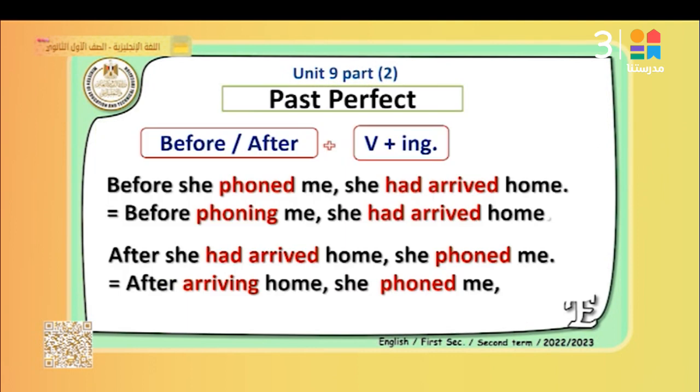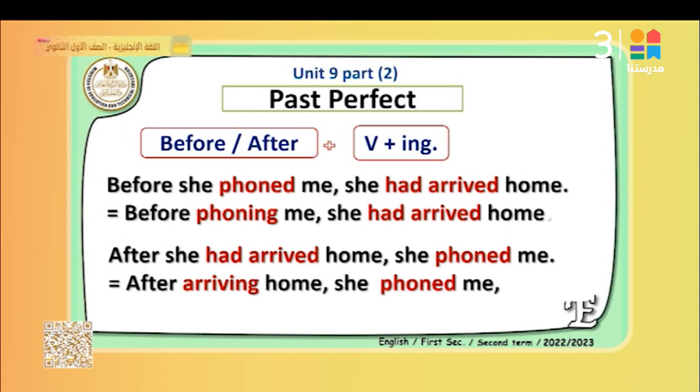If we find after the word before or the word after, there is no subject, we use the gerund or the verb ing. For example, here we say before she phoned me, she had arrived. But here we say before phoning me, she had arrived. Why did we use the gerund or the form ing here? Because there is no subject.